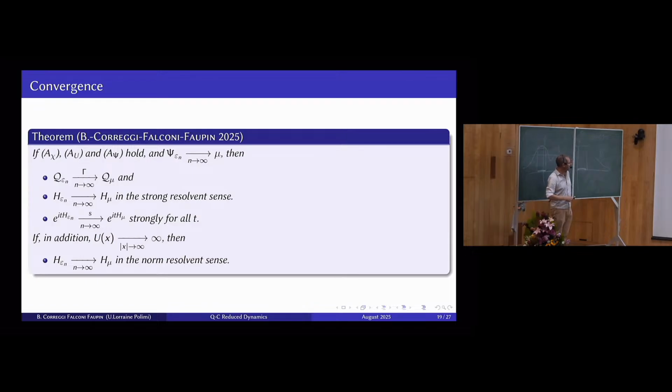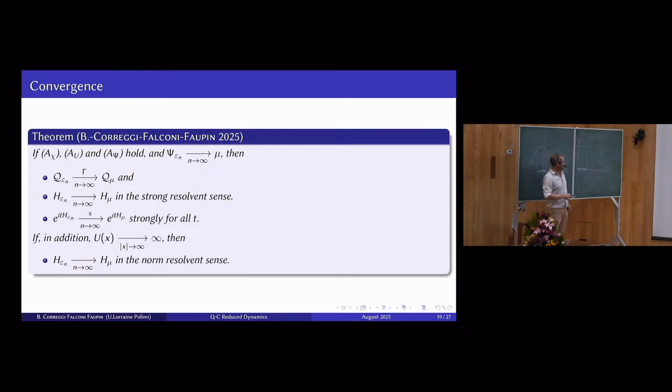of gamma convergence. And actually, this gamma convergence is equivalent to the convergence in the strong resolvent sense of the corresponding Hamiltonian operator, which is also equivalent to the strong convergence of the dynamics associated with that for all t. And if you add some assumption that the U is coercive, that is, it goes to infinity at infinity, then you can get a stronger notion of convergence in the norm resolvent sense.